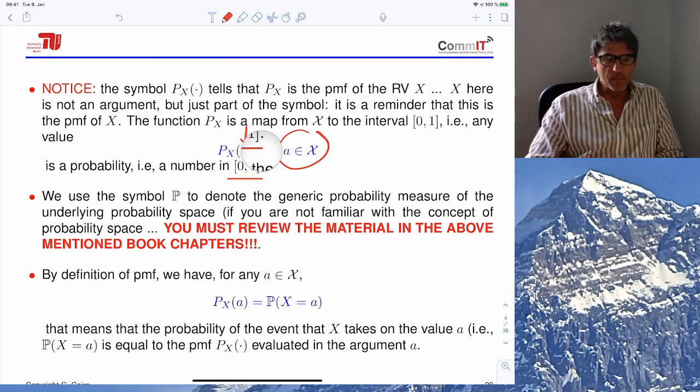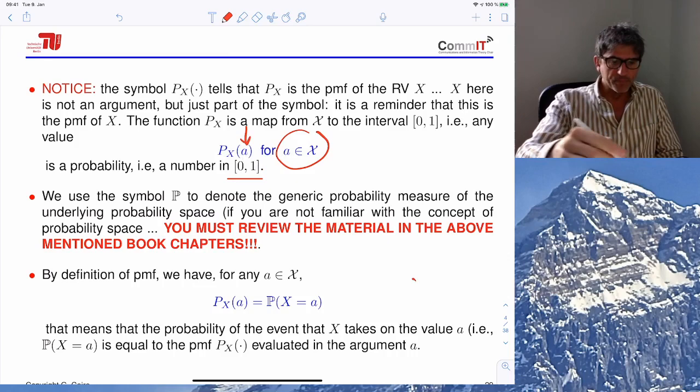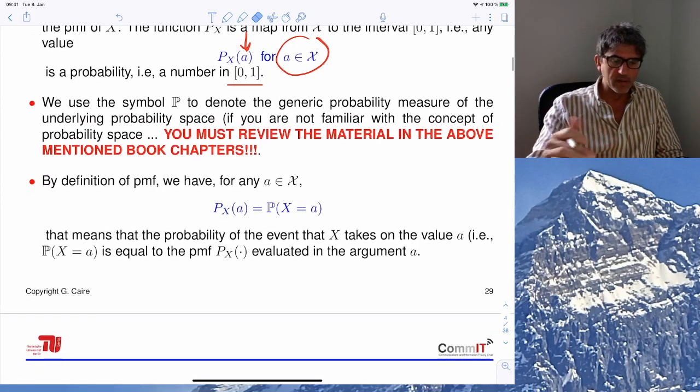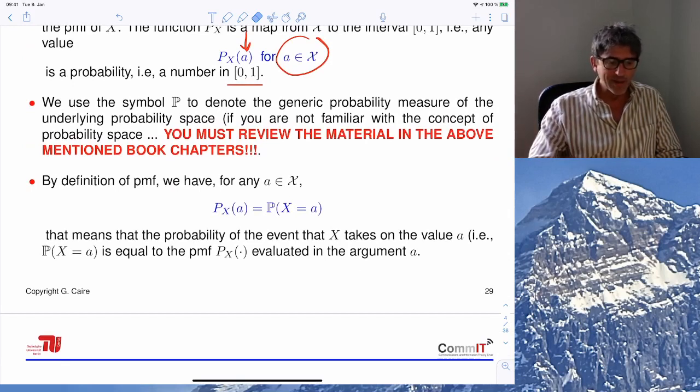And these numbers are probabilities, so they have some properties. The first property is that, well, they are numbers from 0 to 1. The second property is that if I sum over all values in the alphabet, so I sum over A, P sub X of A, I find 1.